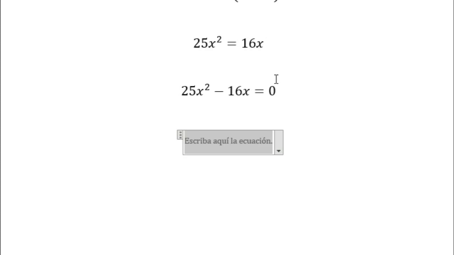In this case, we can go ahead and factor it. So we get a common x out. So this will be x times (25x minus 16), and this one is equal to 0.